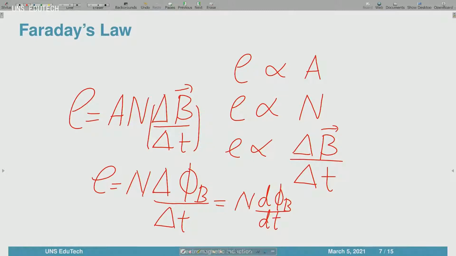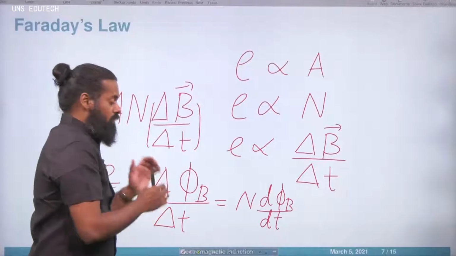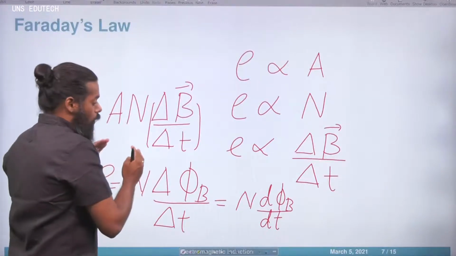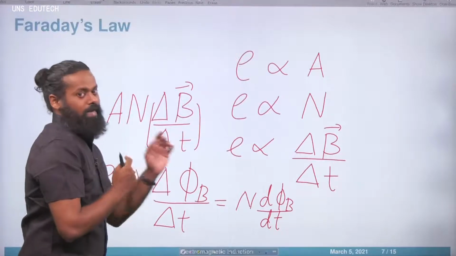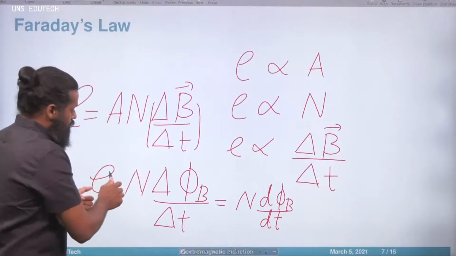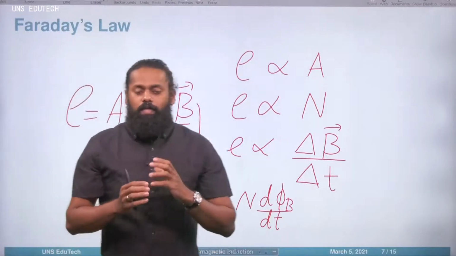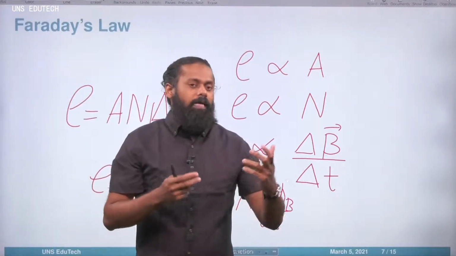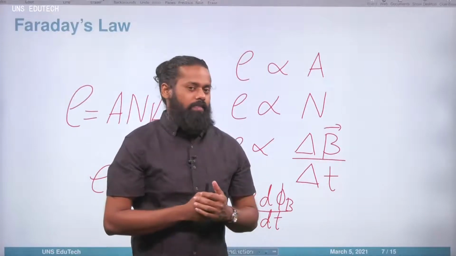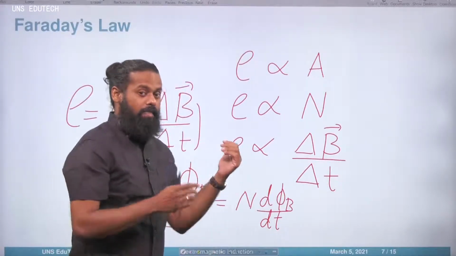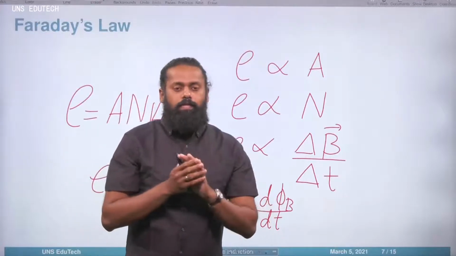So the rate of change of flux with respect to time, multiplied by the number of turns in that coil, will give you the value of the EMF or voltage generated across that conductor. That is the idea. So E will be equal to N into dΦ_B by dt. This gives the quantitative value of the EMF generated across the conductor. This law is called Faraday's law of electromagnetic induction.